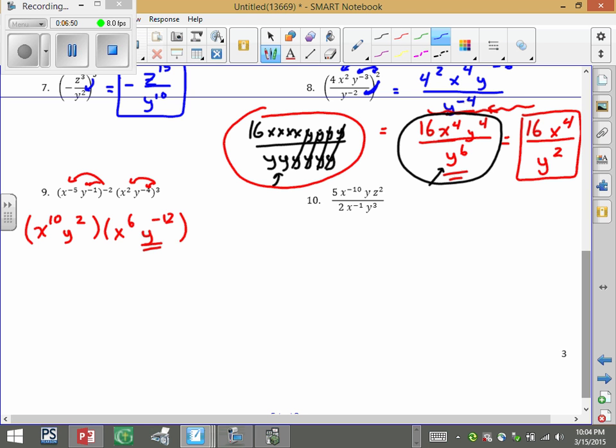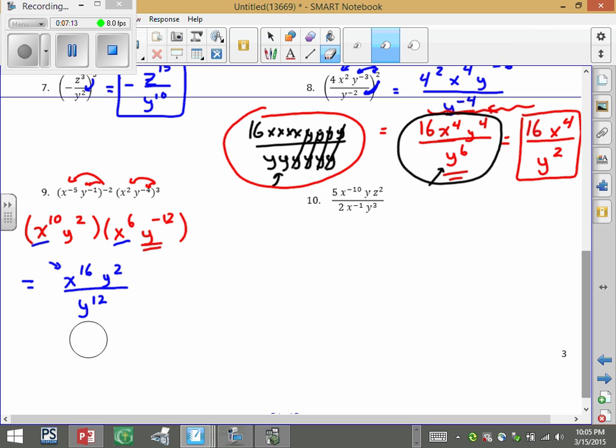So let's take a step here. And we have 10 x's and another 6. We end up with x to the 16th, y to the 2nd, and then we end up with y to the 12th in the denominator. Now, if we were to expand this all the way out, I don't want to do it. That's a lot of x's. There's 16 of them. This would be a ton of y's. I'm not doing that all the way out.